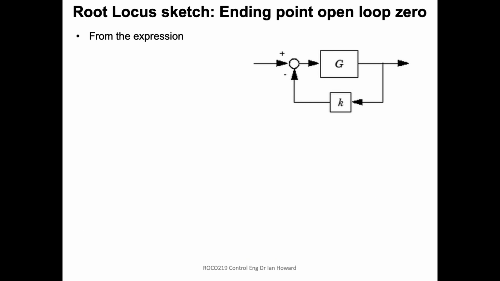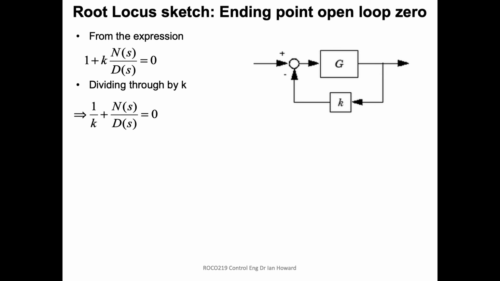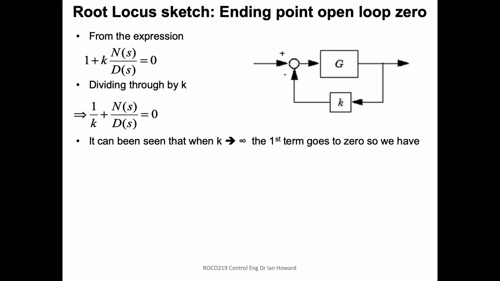No great surprise there, really. However, let's now think about this expression again that we've got for when poles occur. This time we're going to divide through by k. So we've now got this expression, 1 divided by k plus N(s) over D(s) equals 0. Now when k goes to infinity, so when the gain in our system goes to infinity, the 1 over k term disappears.